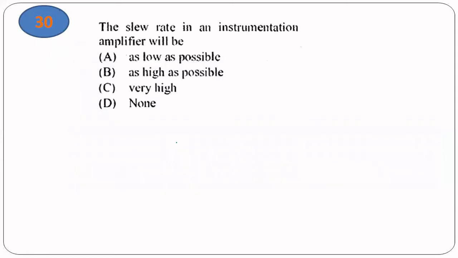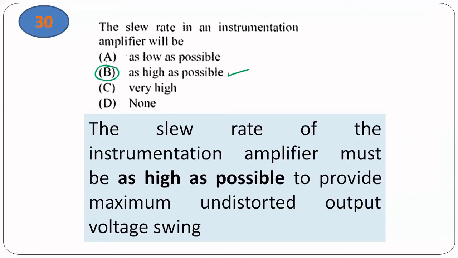Now this is again from the analog electronics subject. This says that the slew rate in an instrumentation amplifier will be, generally, as high as possible. Slew rate must be as high as possible. Now let us look into the technical aspects of this. The slew rate of the instrumentation amplifier must be as high as possible.